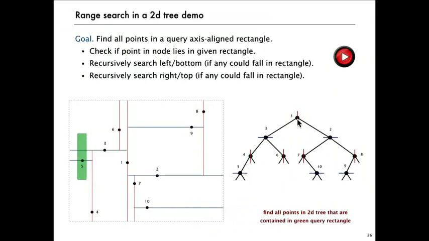We can return that point, but we have to look on both sides to look for more. But if the rectangle lies to the left of the root node, then we only have to look in the left and so forth. So let's look at how this works in a demo.